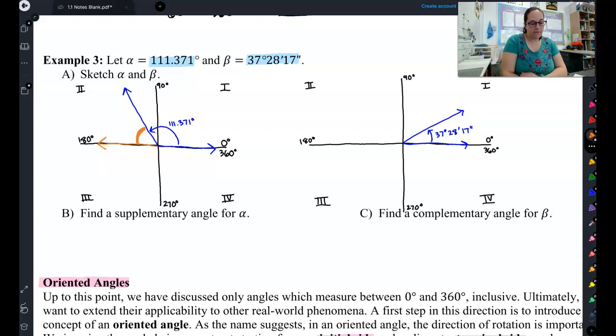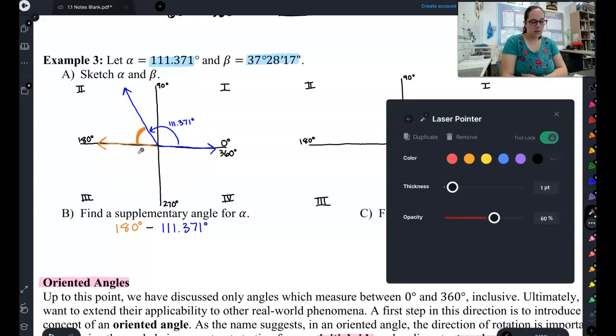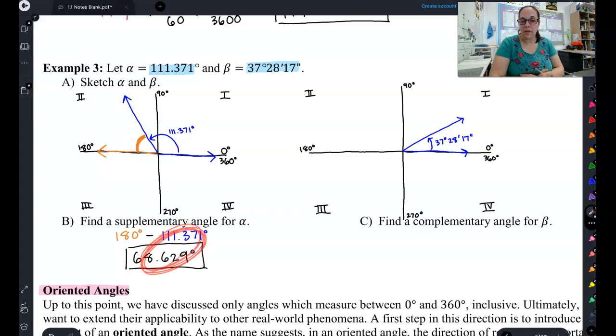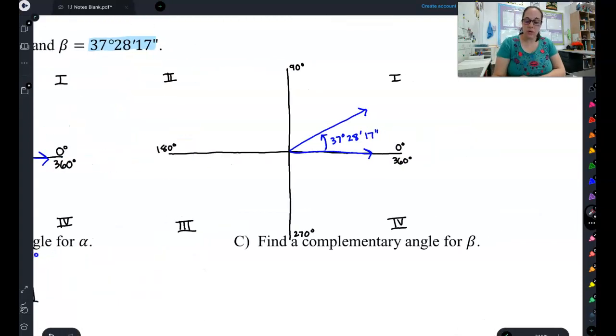So the easiest way to find that is to do my straight angle minus the angle I've got, and that will give me this distance that is left over between them. So I go into my calculator, 180 minus 111.371 gives me 68.629 degrees. And these are the two angles that if I add them together, gives me that supplementary straight angle of 180 degrees. Now let's do a complementary one.